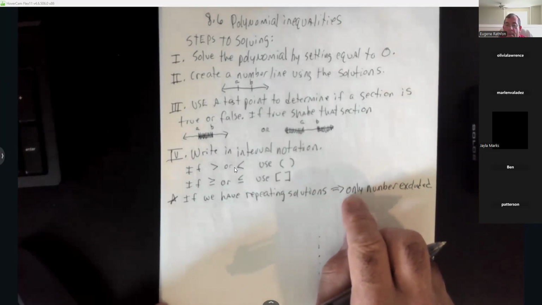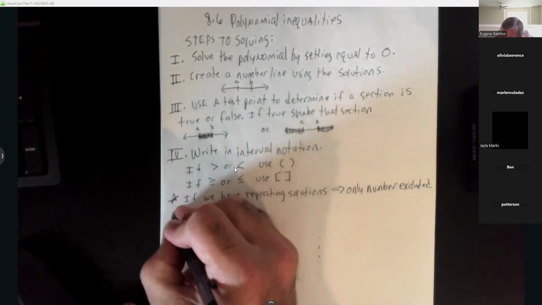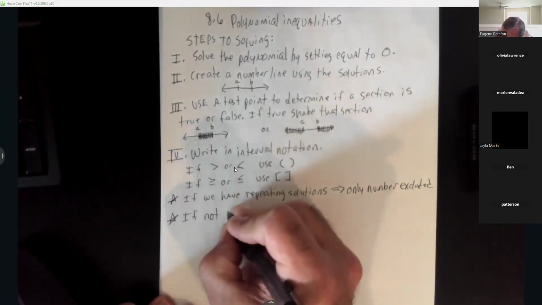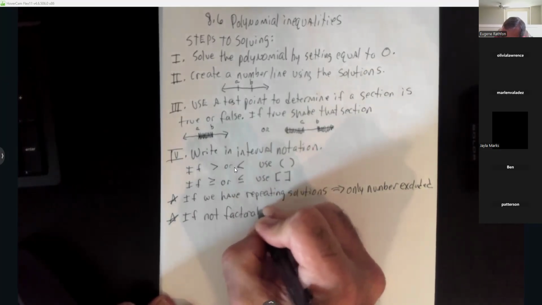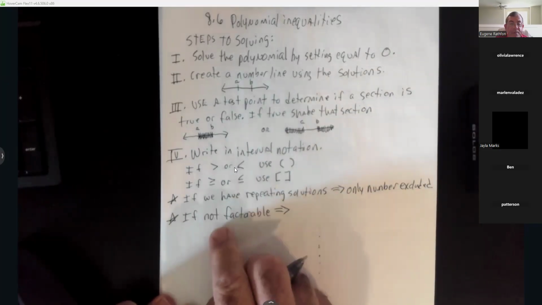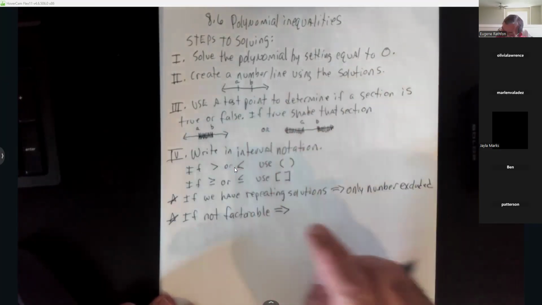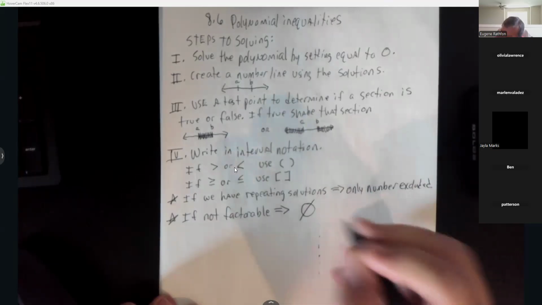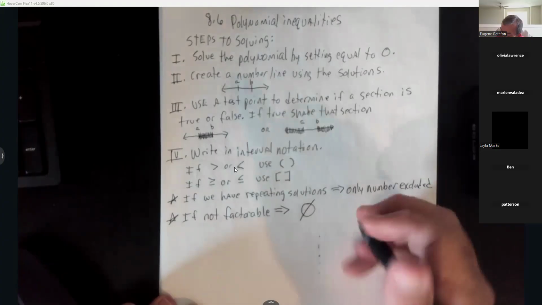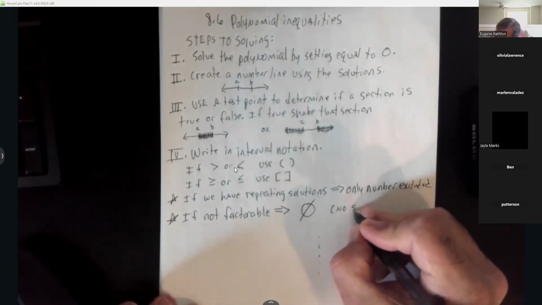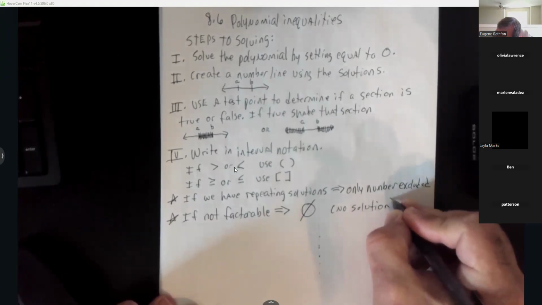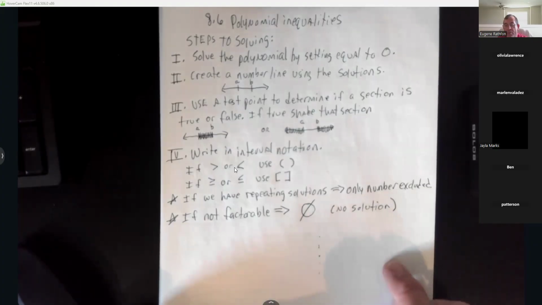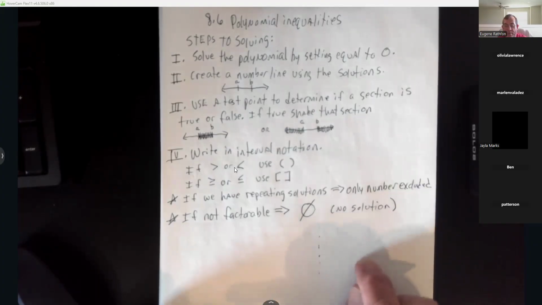Okay? So that's the only number excluded. And the second thing is, if it's not factorable, so if you cannot factor the polynomial, then it is a no solution. And in MATLAB, no solution is a 0 with a line through it. This means no solution. So when you click the answer blank on that little roll of tools, you'll see that circle with that line in it, okay?